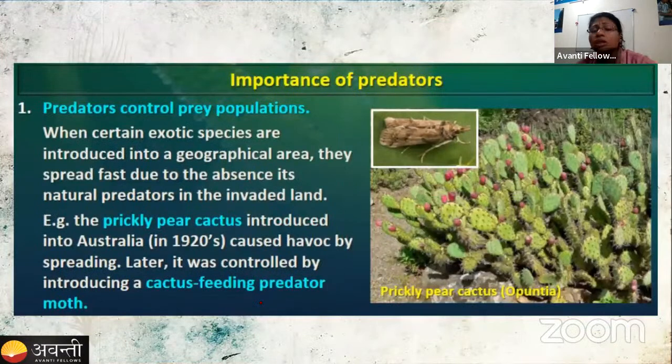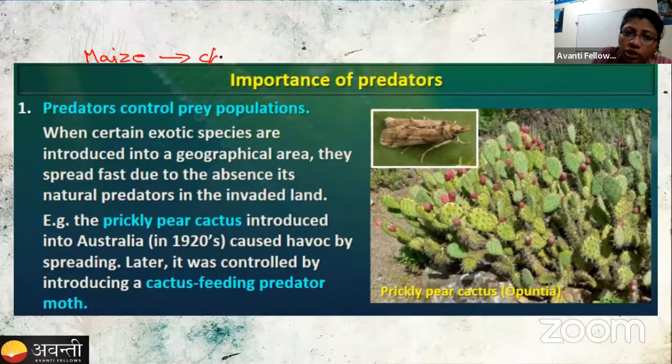Okay, so what is the importance of predatorship? It controls the prey population. For example, we have chicken. There are carnivorous people also, or non-vegetarians, and vegetarians are there, right? If non-vegetarian people don't eat the chicken, like take an example, we have maize.